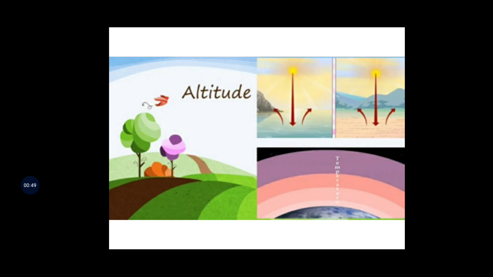So children, we normally think that air gets heated due to the sun's rays, and because of the hot air the land and water get heated. But in reality, what happened? See, first land and water get heated due to the sun's rays.